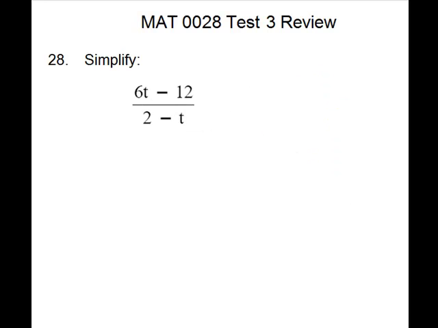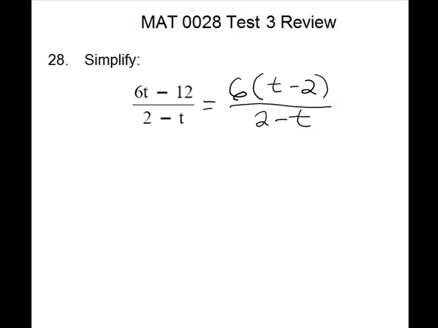Problem 28. We're going to simplify this rational expression. We have to factor first. On the numerator, you can try a GCF. So we can take out the 6. Leaves us t minus 2. On the denominator, we don't see anything right now.